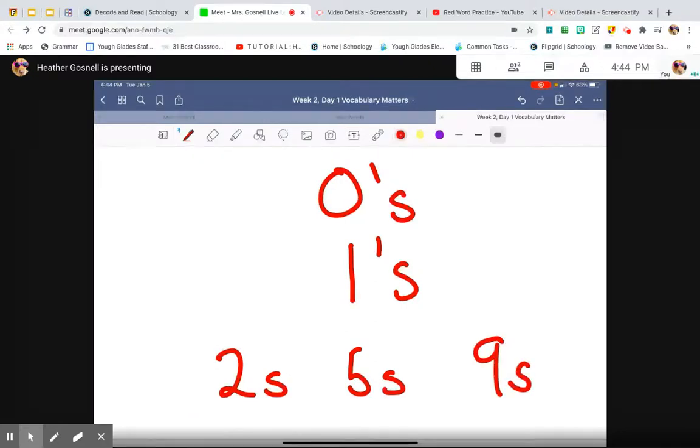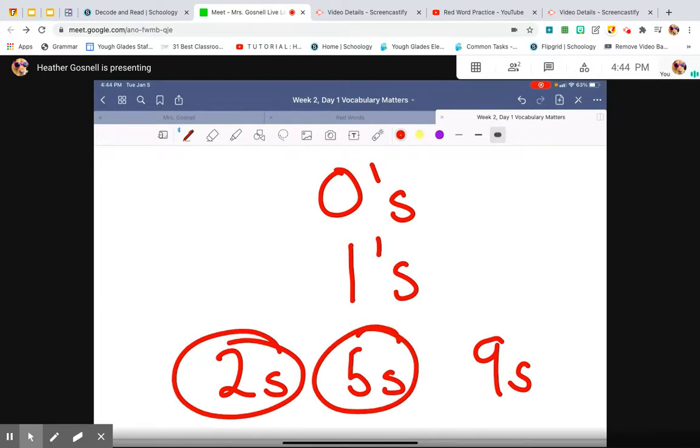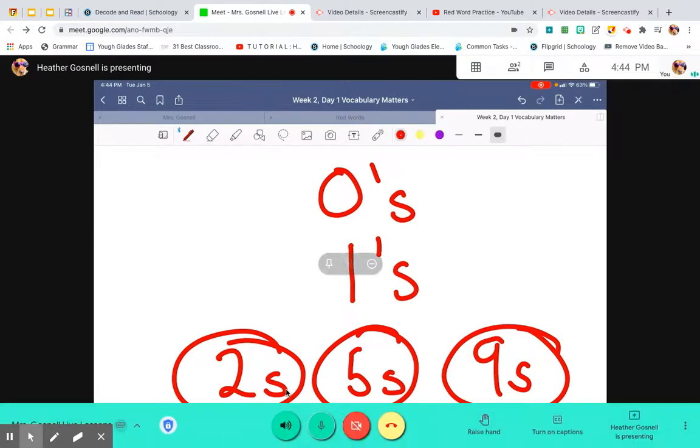And I want you to pick which one you want to conquer first. If it was me, I would conquer my 2s, then my 5s, and then my 9s. Okay? See how many of these you can get right. That's your mission. All right. I cannot wait to see how much you grow.